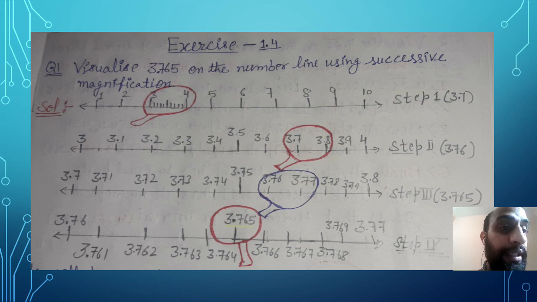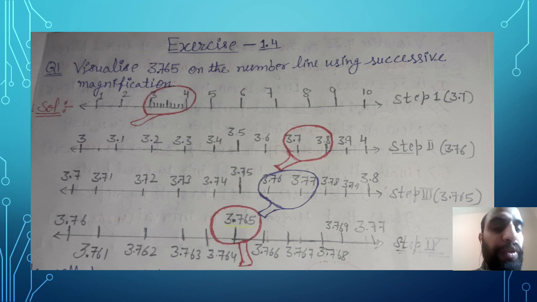In the third step, you can see 3.76 is visible as well as 3.77. Definitely 3.765 is in between these two. Then we need to magnify these two. Once again divide 3.76 and 3.77 into 10 equal parts. Definitely your first part is 3.761, 3.762, 3.763, 3.764, and 3.765. This is your answer. The fifth part, I did underline it.